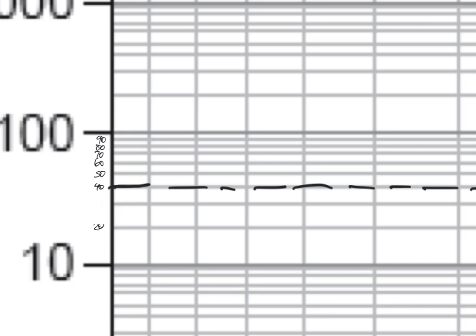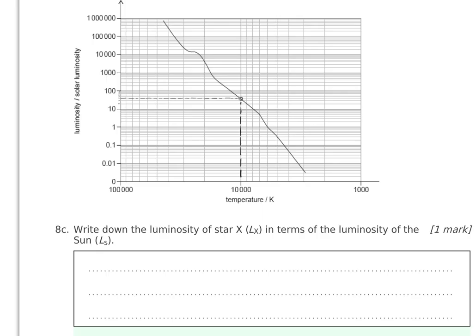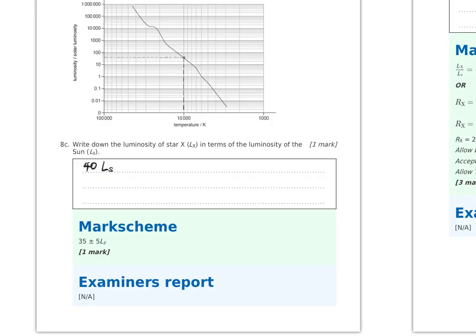Let me add in 30 here, 30. This is 20. So it's saying 40 in terms of the solar luminosity. So I would say it comes in as 40 times the luminosity of the sun. And the mark scheme says 35 plus or minus 5 for that based on the graph.